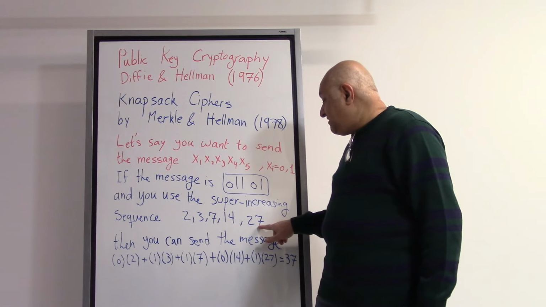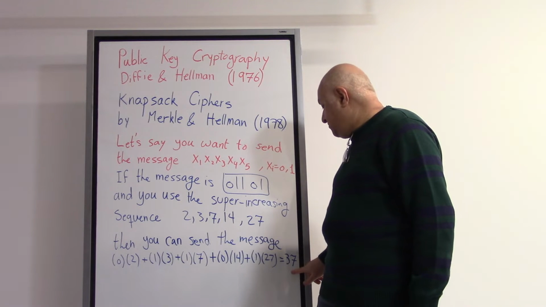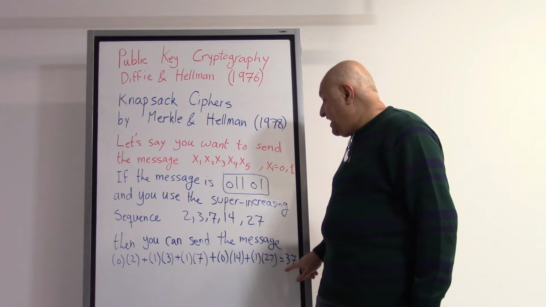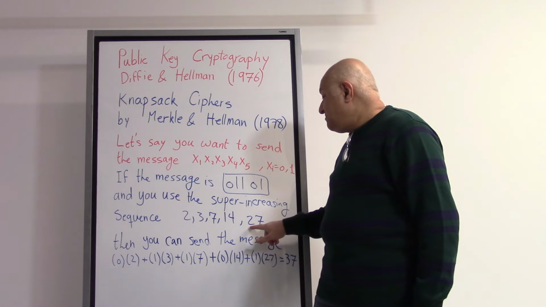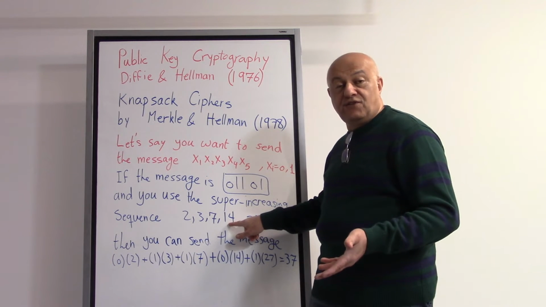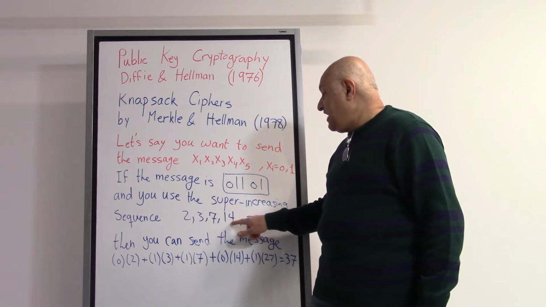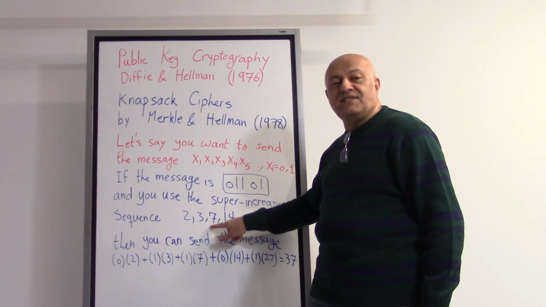So 27 is there, right? Then subtract 27 from 37 and you get 10, right? So that means 14 cannot be in that sum, because if it is, you put 114, that becomes too big, right? With 10, you go for the next thing, which is 7.